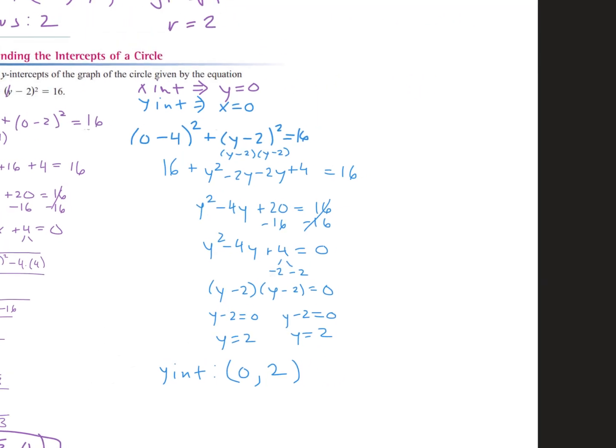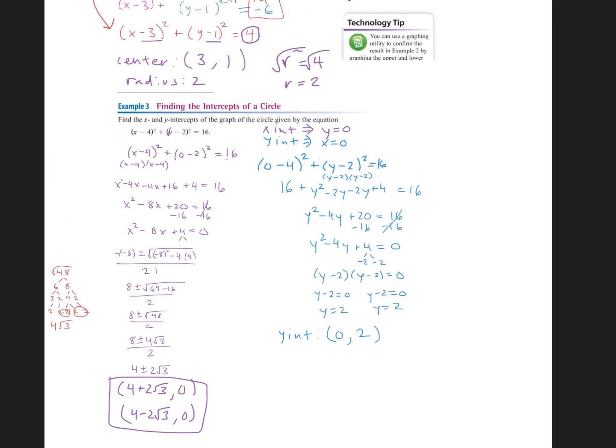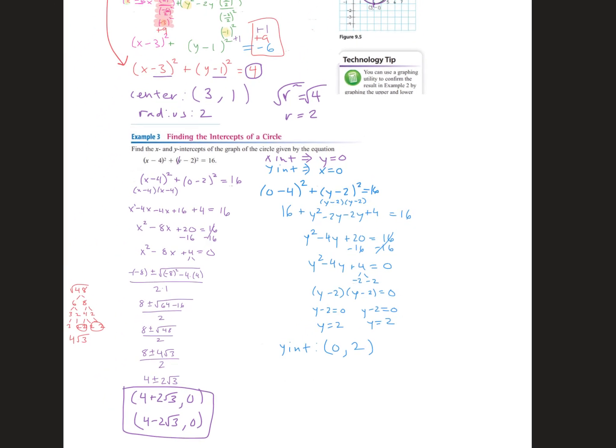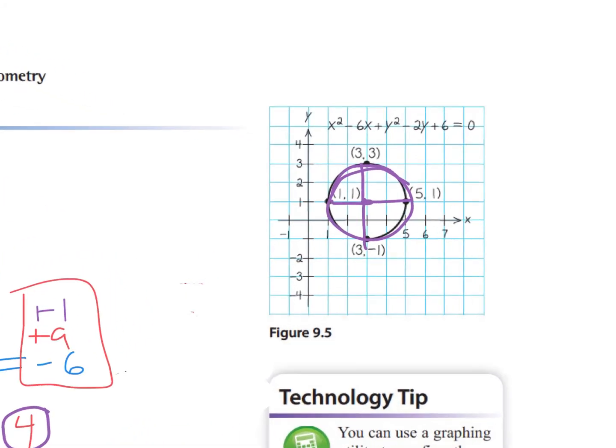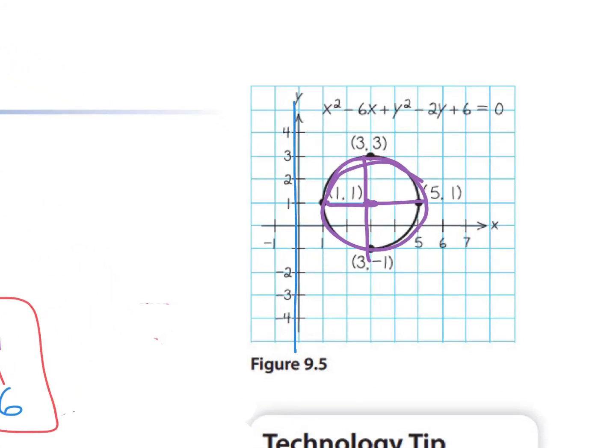Sometimes we can have 4 intercepts, 2 x-intercepts and 2 y-intercepts, or we could have only 2 x-intercepts, or we could just have 1 x-intercept. Like if we look at this circle here, we never cross the y-axis, so we wouldn't have any y-intercepts, but we do have 2 x-intercepts.